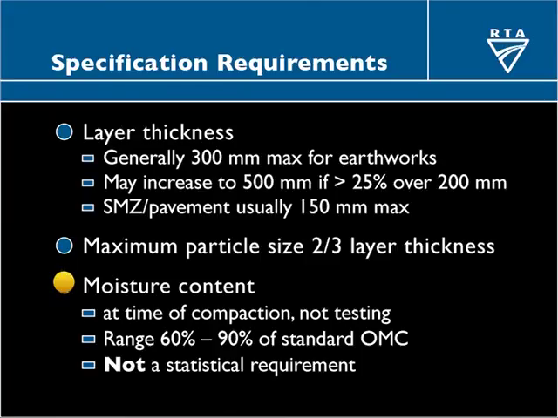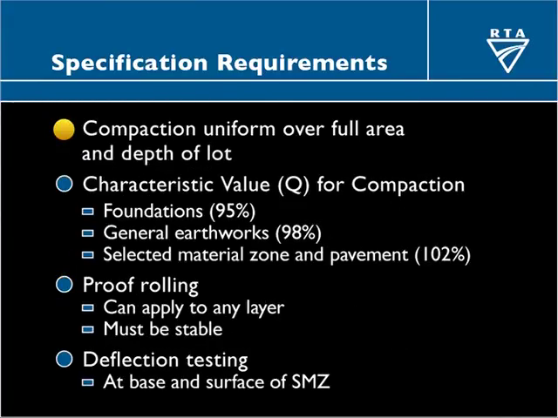We should add to that it's not a statistical requirement. It applies to each individual point, and if you think about the way that statistics are worked out, characteristic values there would be quite misleading. There is a requirement that compaction be uniform over the full area and depth of each lot. That makes sense. We want it to be the same.